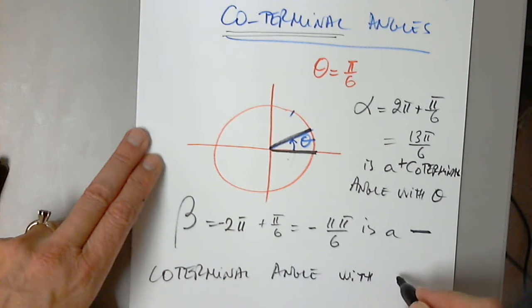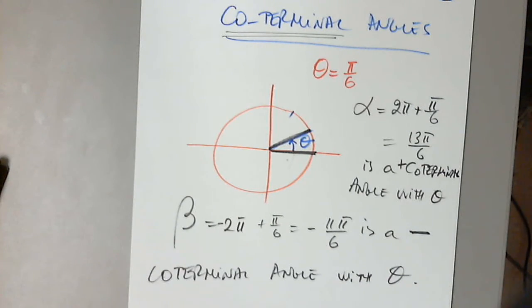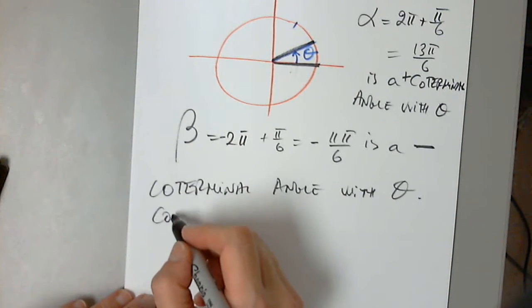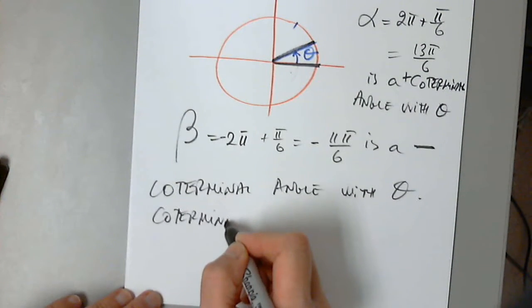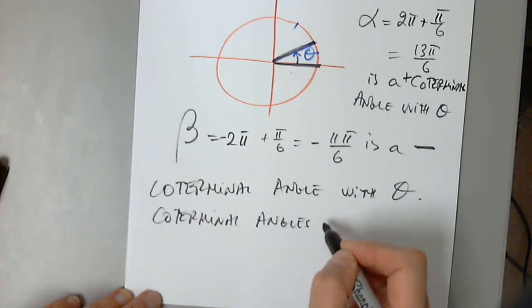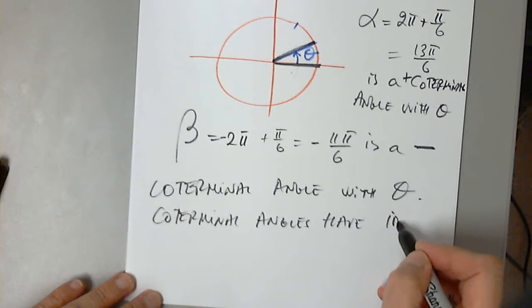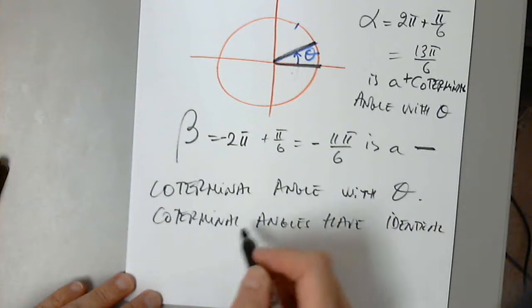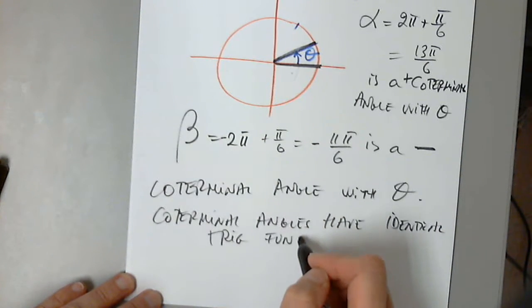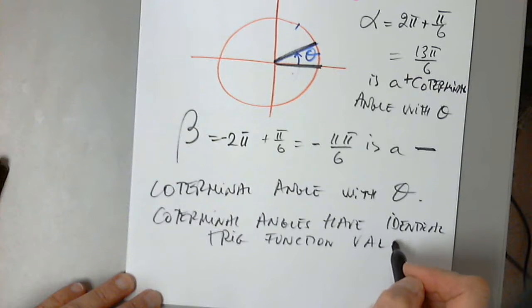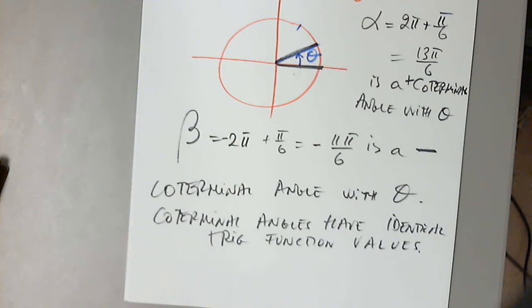with theta. And of course, what is so special about coterminal angles? They will have all the same trig function values. The same sine, the same cosine, the same tangent, the same secant, etc. So we can write that down. Coterminal angles have identical trig function values.